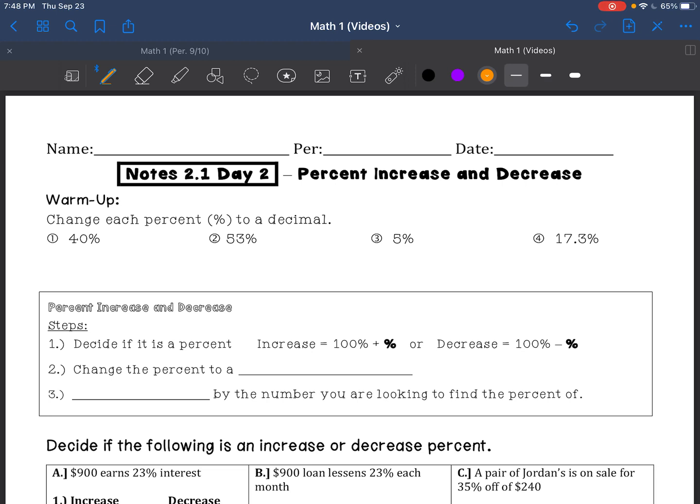And let's recall from back in the day, when you change a percent to a decimal, all you do is move the decimal to the left. When you do that, you have changed the percent to a decimal. Even if the percent has a decimal in it, it has not technically been changed to a decimal until you move that decimal 2 places to the left.